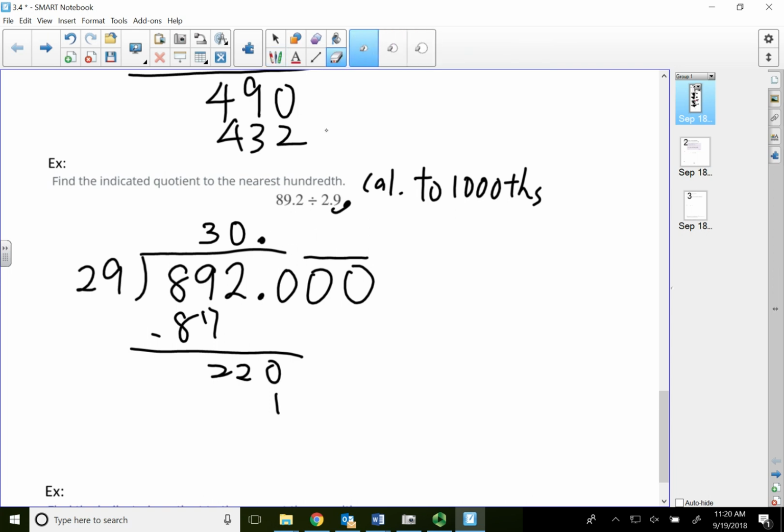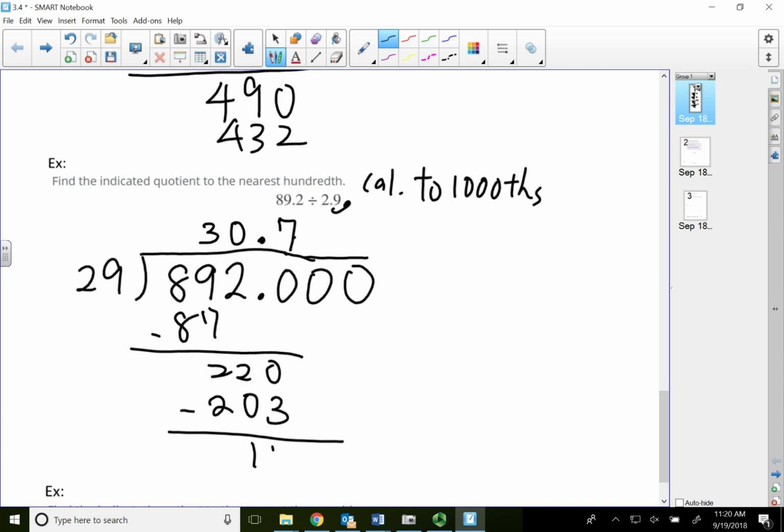Let's use the next one. So let's use 8. All right, 8 times 9 is 72. Carry 7. 8 times 2 is 16. 16 plus 7 is 23, so 8 is even too big. So let's use 7 now. All right, 7 times 9 is 63, carry 6. 14 plus 6 is 20.